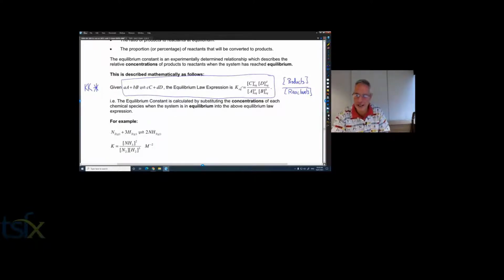So they've called it K equilibrium here. In other places in these notes, they'll call it KC. That just means an equilibrium constant using concentrations. That's what the little c is standing for. And that will cover all VCAA questions.